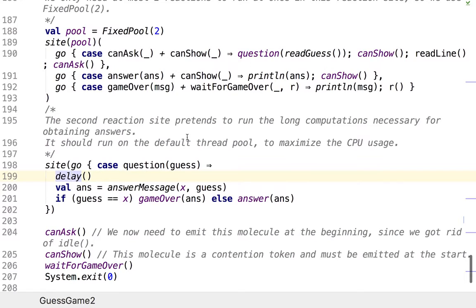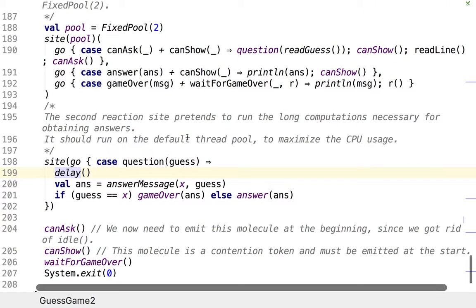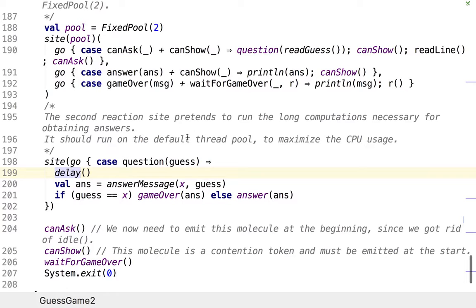So that's my plan for distributing parallelism among reactions. This is an example where I have to think about the parallelism, and I think about it in terms of how many reactions I want to run at once, and whether I should split things into separate reaction sites or not. Splitting into separate reaction sites is always possible as long as reactions don't compete on the same molecules, don't contend on input. So these 2 reactions have the same input, can show. And actually, I probably should add can show here as well.